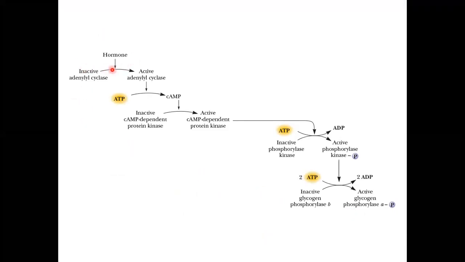As a result of stress, a hormone called epinephrine may be released, and it will activate an enzyme called adenyl cyclase, which will convert ATP to cyclic AMP. This cyclic AMP will activate a cyclic AMP-dependent protein kinase, which in turn will activate a phosphorylase kinase, which in turn will activate the glycogen phosphorylase by phosphorylating it. So form B is converted to form A. The phosphorylated form is the active one. All of these are called cascade effects.